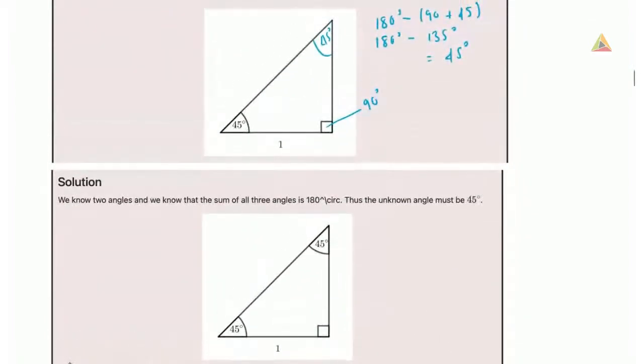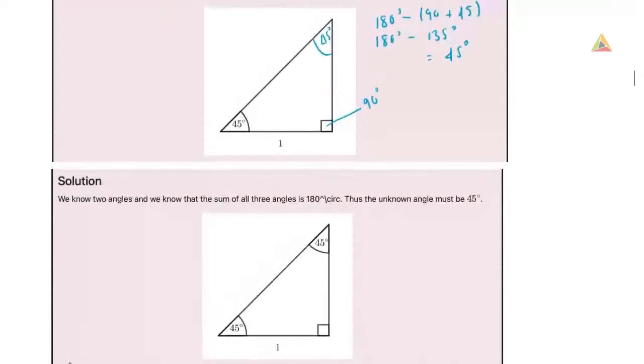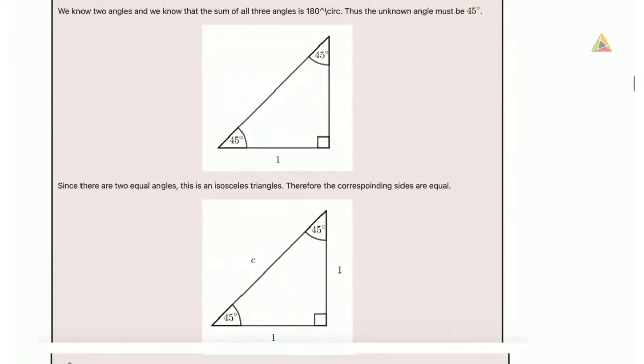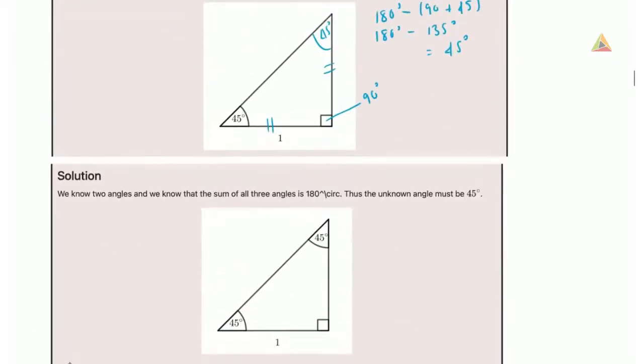So there are two equal angles. We've just seen there that one of the angles is 45 degrees and the other angle is also 45 degrees. So because we found that out, we now know that it's an isosceles triangle. So that must mean that this side is also equal to this side. So since there are two equal angles, this is an isosceles triangle, so therefore the corresponding sides are equal. Now we already know that this side is 1, so that must mean that this side is 1 as well. Okay, so we just need to find out what this side is, so x.